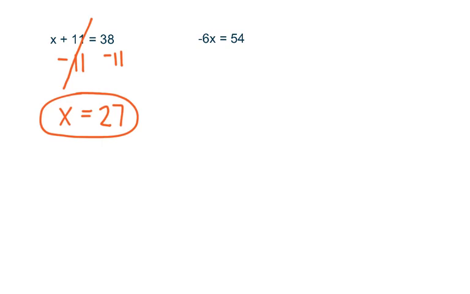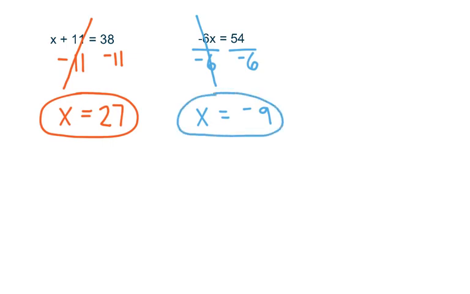Here I've got negative 6 times x, and I want that to go away so that I get the x by itself. So I'm going to divide the left-hand side by negative 6. If I divide the left-hand side of the equation by negative 6, I also have to divide the right-hand side by negative 6. On the left-hand side, those negative 6's cancel, leaving me just the x. And on the right-hand side, I get 54 divided by negative 6. Well, let's see, 54 divided by 6 is 9, and a positive divided by a negative is a negative, so I wind up with x equals negative 9, and that's my solution to my equation.